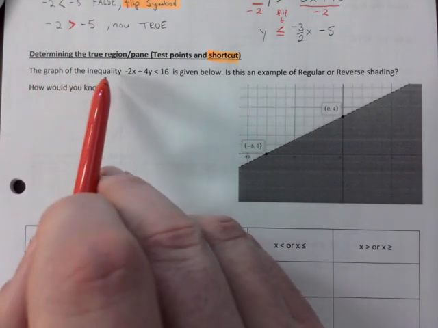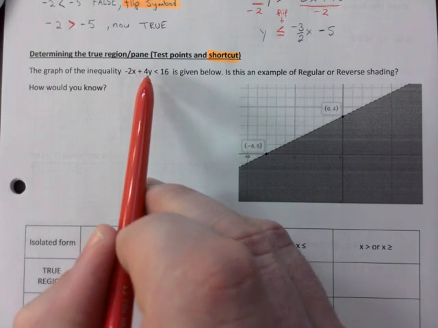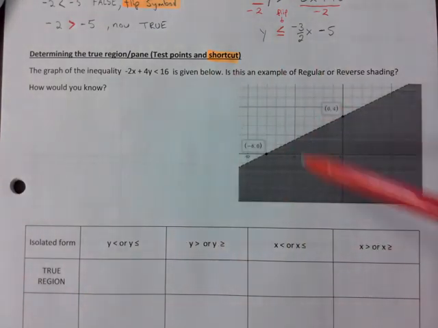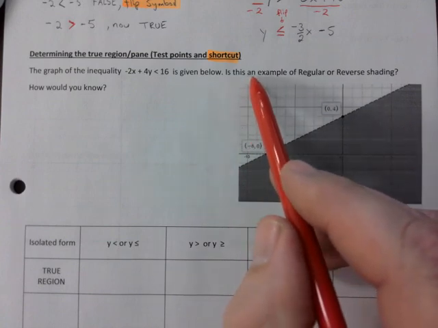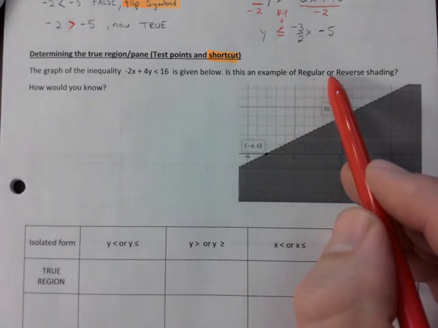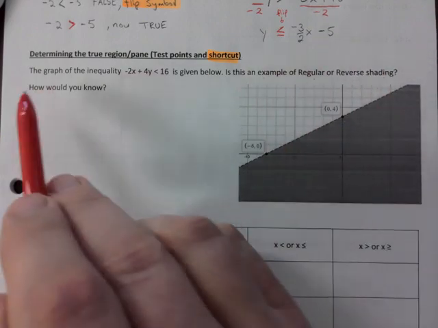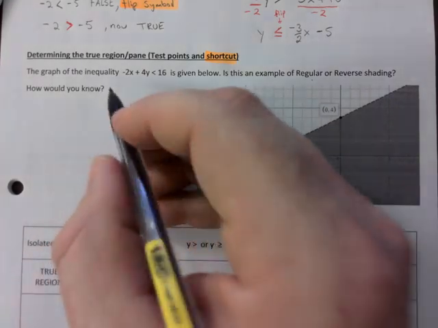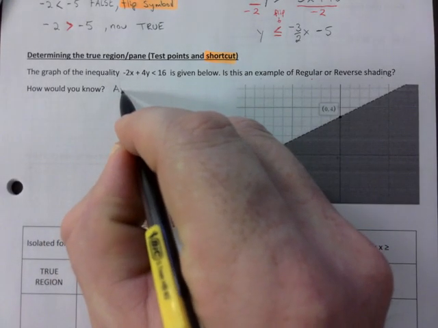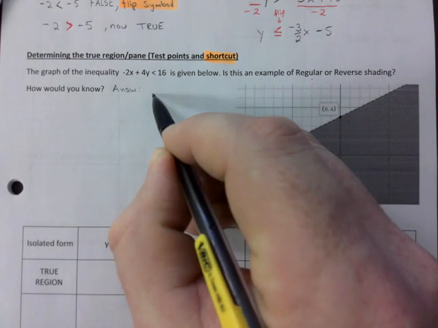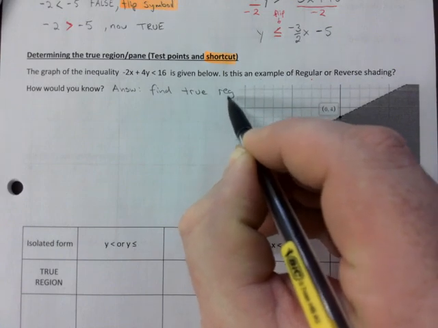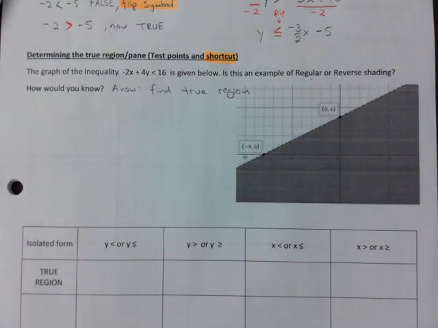The graph of the inequality, negative 2x plus 4y is less than 16, is given below. Right? I use Desmos to do this, by the way. I just type this in and it gives me that. Is this an example of regular or reverse shading? How would you know? And here's the kick. We have to find the true region. That's basically what we need to do.